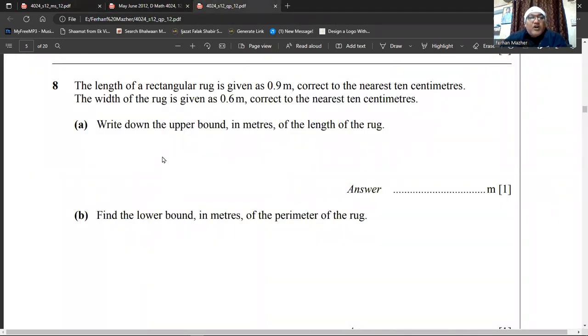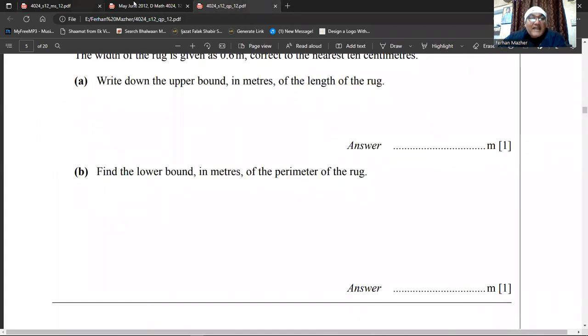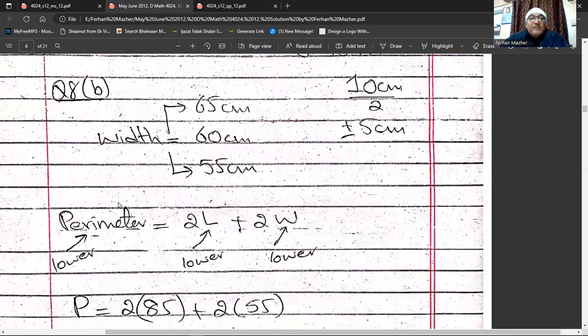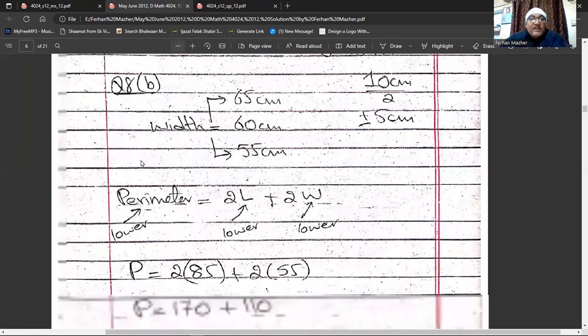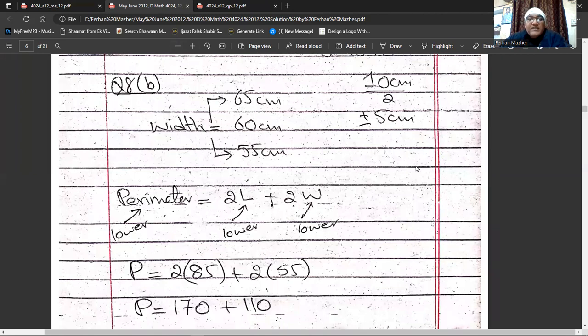Then the B part, the lower bound in meters of the perimeter of the rug. So they are asking you a question about the perimeter of the rug, but first of all, I need to find out the upper and lower bound of the width. Width is 0.6 meter, which is 60 centimeter, and it is correct to 10 centimeters. So divide the 10 centimeter by 2, you get 5 centimeter. Add 5 centimeter to 60, you get 65 centimeter. That is the upper bound of the width. And from 60 centimeters, subtract the 5 centimeter, you get the lower bound of the width.